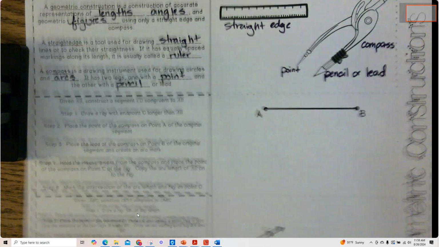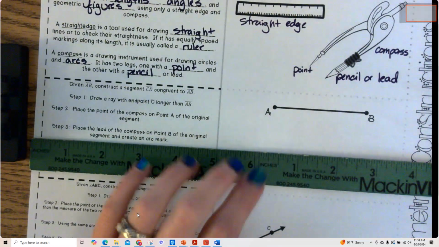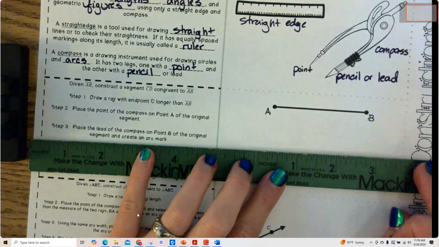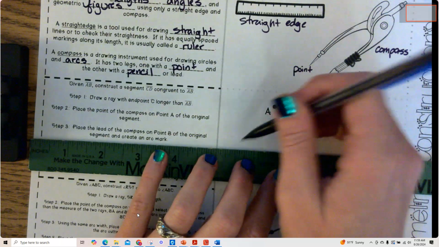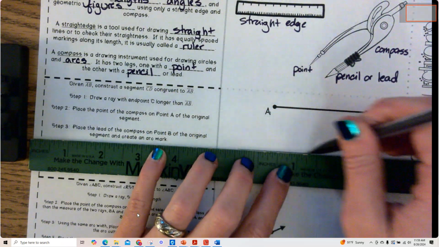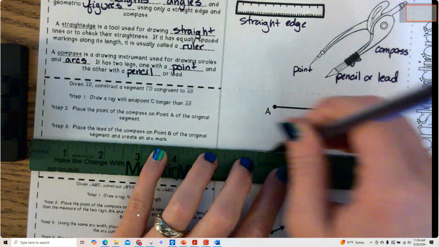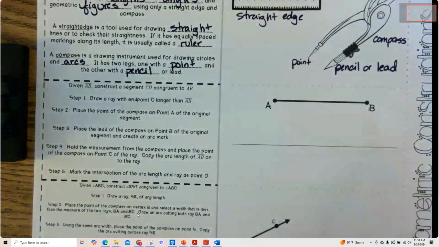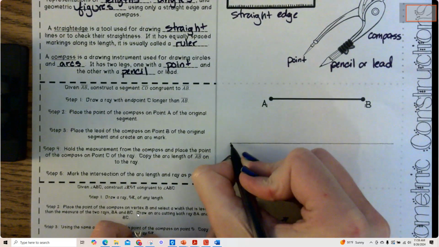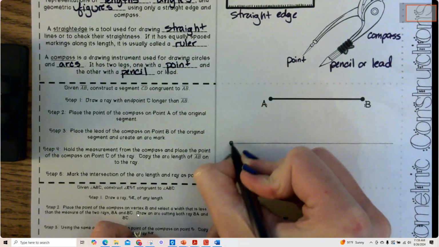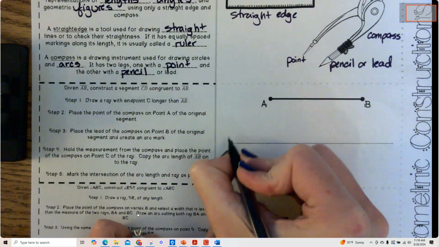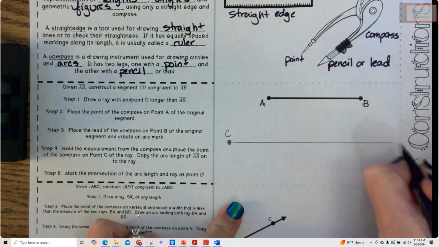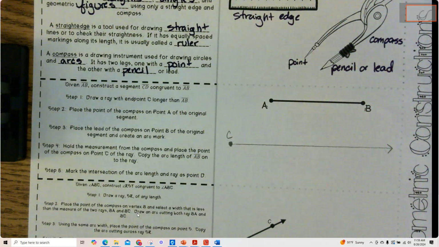So with your ruler, I highly recommend using pencil, but you're just going to draw you a line that's longer than AB. It does not have to be parallel, doesn't have to be perfect, anything like that. We're going to mark the end point, and we're going to label that C. So this is a ray. It has an end point, and then the other end goes on and on and on forever and ever and ever.